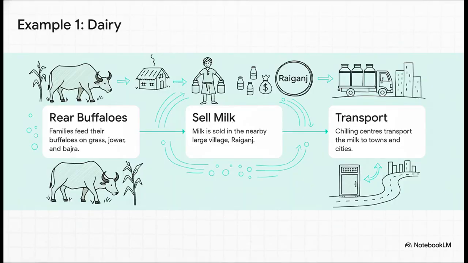First up, we have dairy farming. Now, this is a very common non-farm activity you'll find in many villages. Families keep buffaloes and they feed them with locally grown crops like jowar and bajra. The milk is then sold, often in a nearby bigger village like Raiganj, and from there, collection centers transport it to larger towns. Now, what's really important to understand here is that dairy provides a steady, regular income, unlike farming, which gives income only after the harvest season.